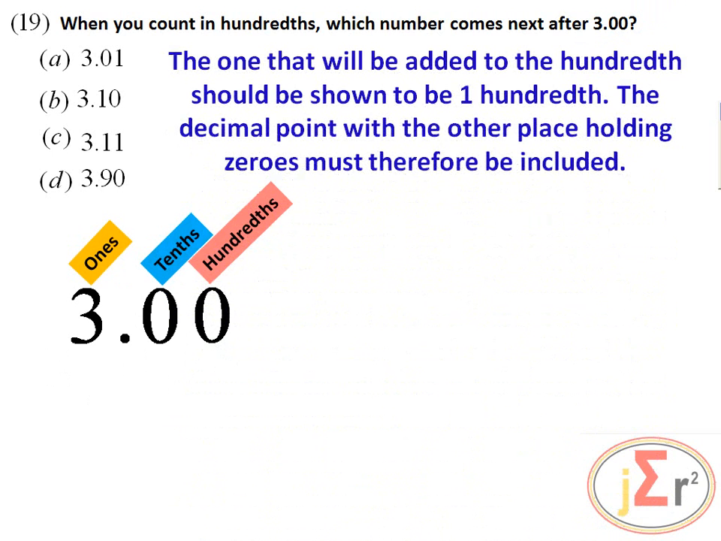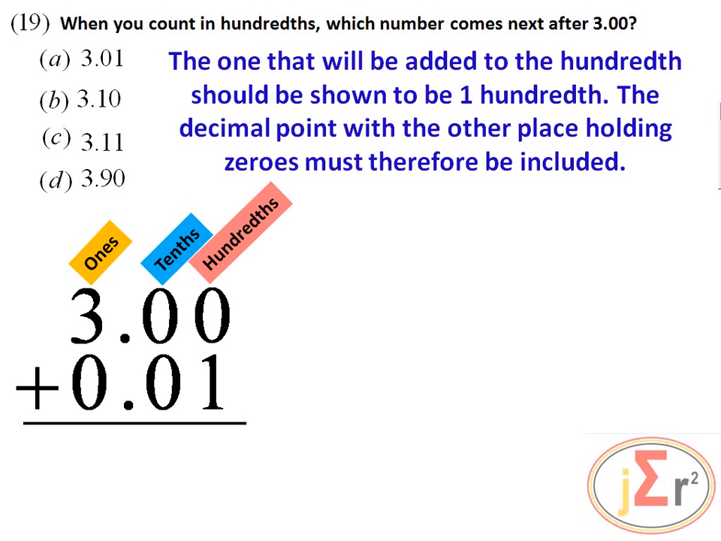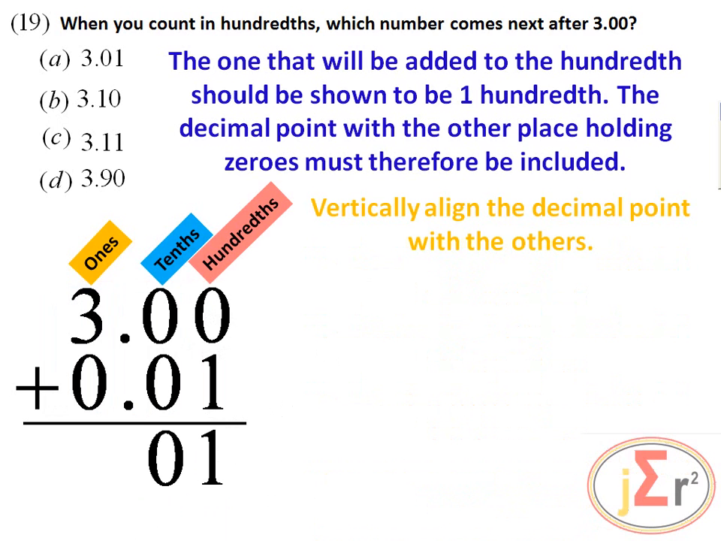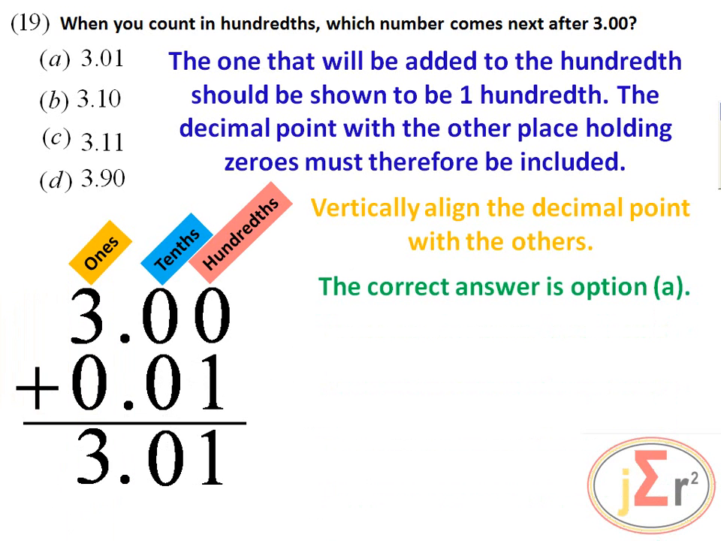The one that will be added to the hundredths digit should be shown to be 1/100th. The decimal point with the other place holding zeros must therefore be included. If we want to do it the correct way, we have to include the necessary place holding zeros. We need to also include the decimal point, and we need to have our proper addition format. And we will just add as normal. 0 plus 1 is equal to 1, and 0 plus 0, that's equal to 0. Vertically align the decimal points with the others. So we have done that, and then we will add the 3 also. The correct answer is option A.